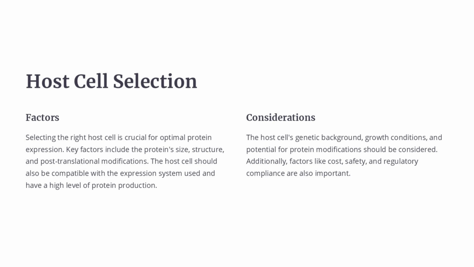Key factors to consider include the size, structure, and post-translational modifications required for the target protein. The host cell must be compatible with the expression system used and have a high capacity for protein production. Other important considerations are the host cell's genetic background, growth conditions, potential for protein modifications, as well as cost, safety, and regulatory compliance. Carefully evaluating these factors will help ensure successful protein expression.